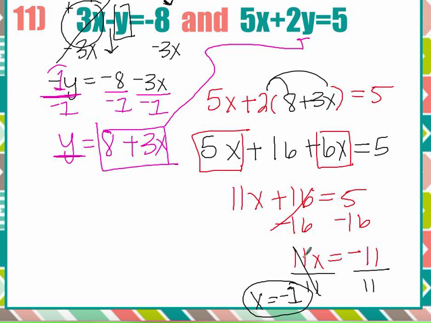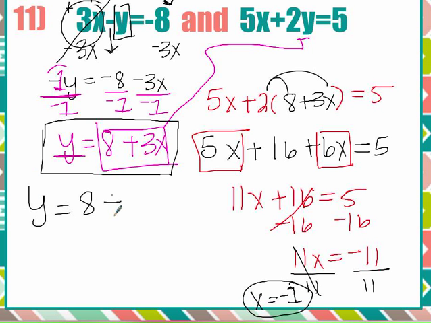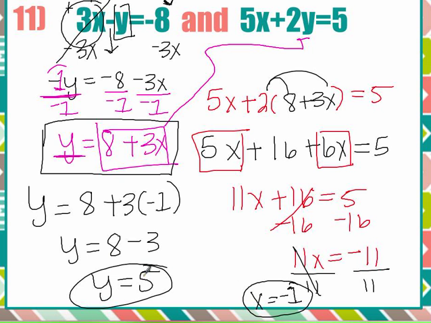Got to go back and find our y variable. I can plug it into this one, I can plug it into this one, but I'm going to be smart and plug it into this one because it's just going to be the easier way to go. So y equals 8 plus 3 times -1. So y equals 8 minus 3. So y equals 5. So if that's the x, this is the y. Got to make sure I write the x coordinate first. So the point where they're going to intersect is the point -1, 5.